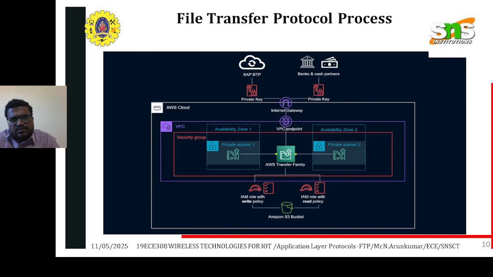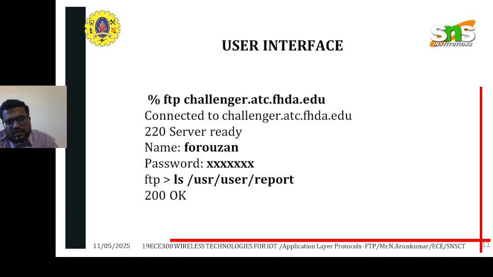So here the client receives the data. If any error is found, the data is automatically forwarded back to the server side. As an example of the user interface, a name and password are given, and FTP is accessed as a user and password. Once the name and password are matched, it can be processed. The protocol is processed, then it moves to the next step.